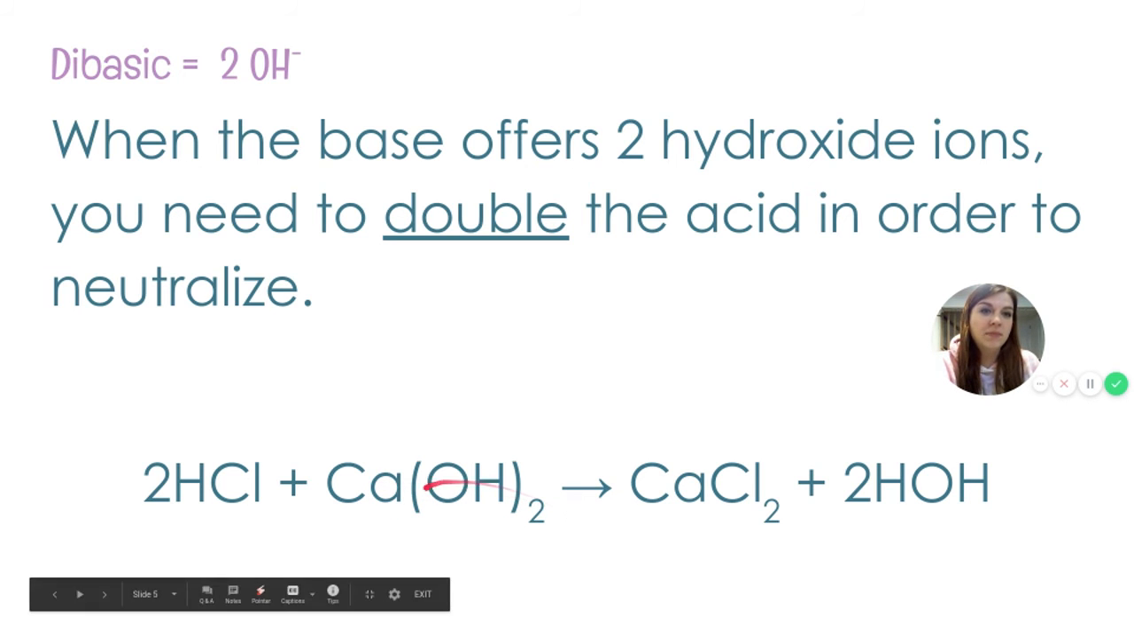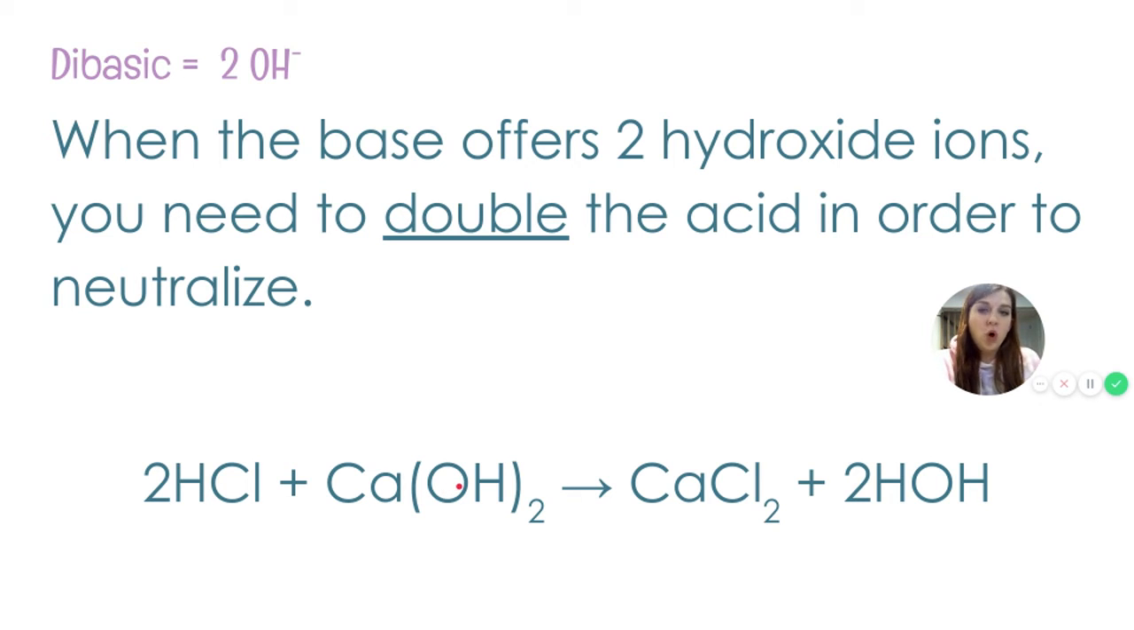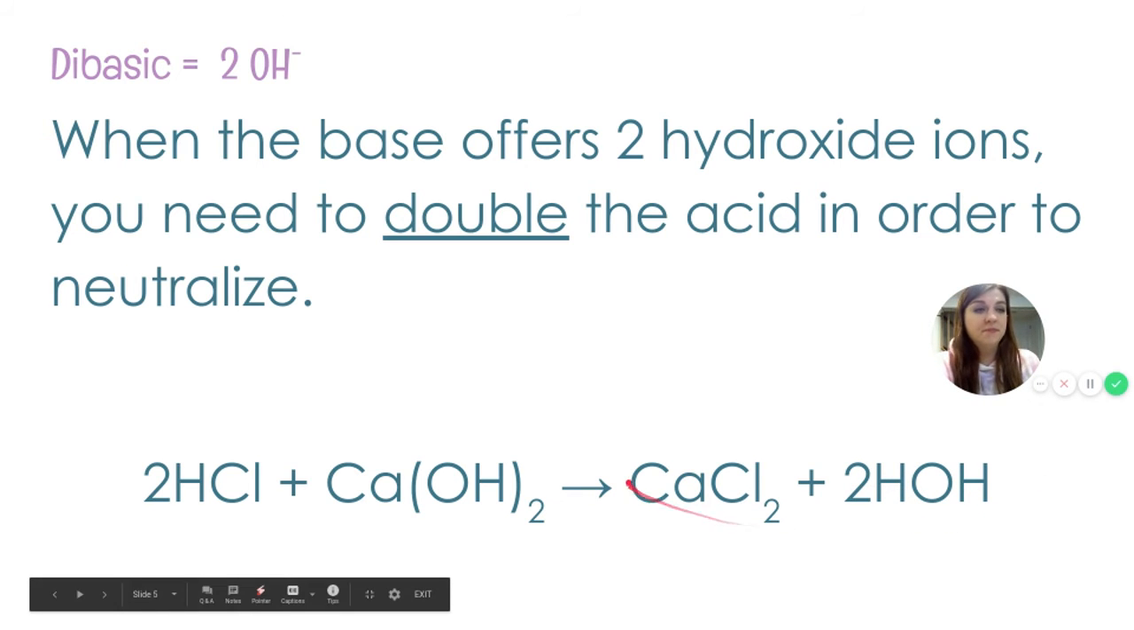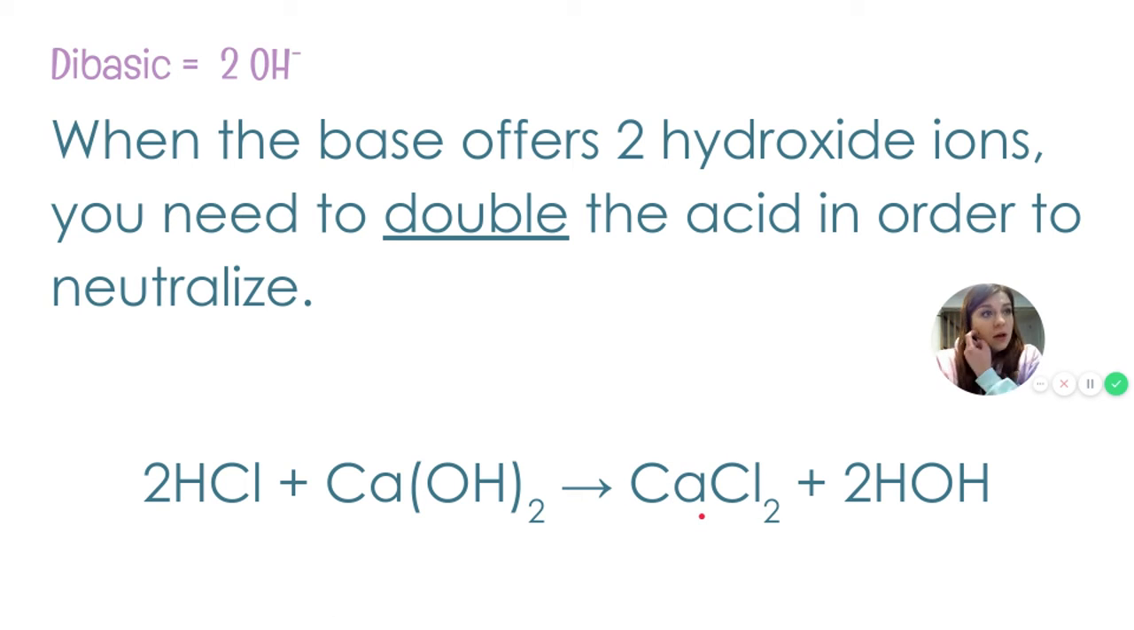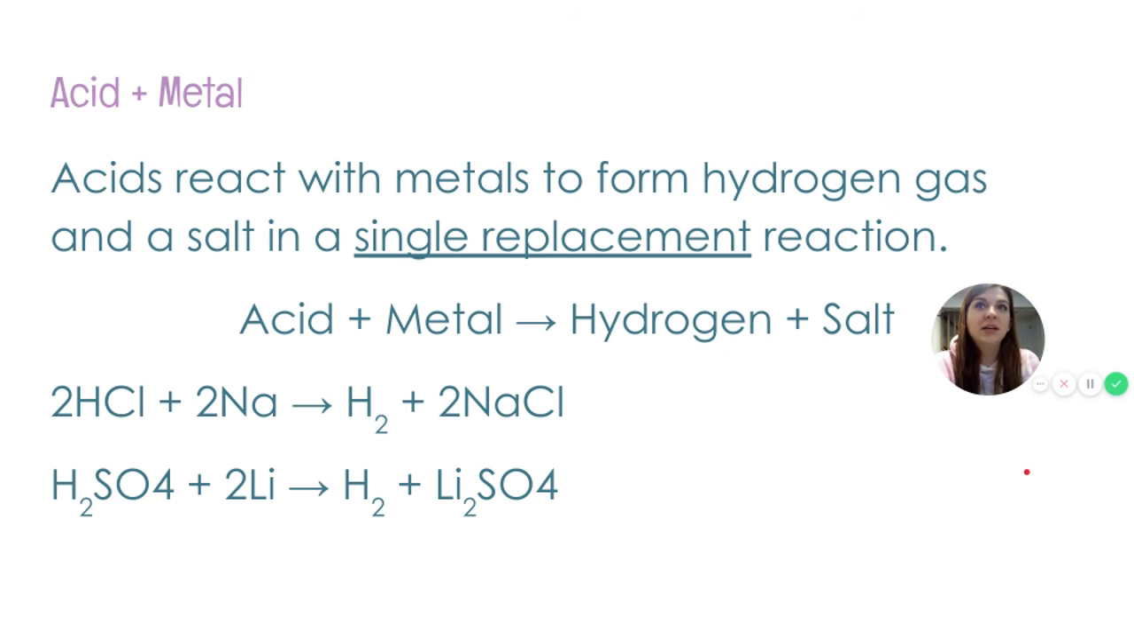The calcium with its +2 charge requires two hydroxides. And in that case, I would need two hydrochloric acids in order to neutralize that. So for every one calcium hydroxide, I need two hydrochloric acids. That would give me two waters. And then this is my ionic component, calcium chloride. Another salt, just because it's ionic.